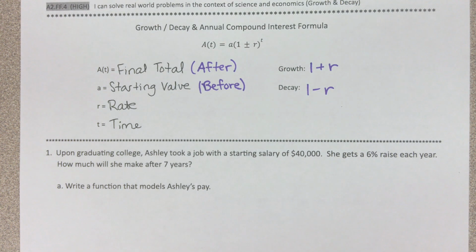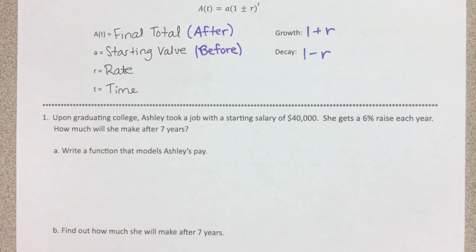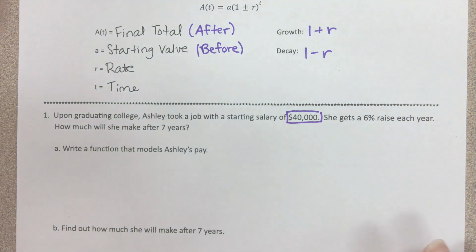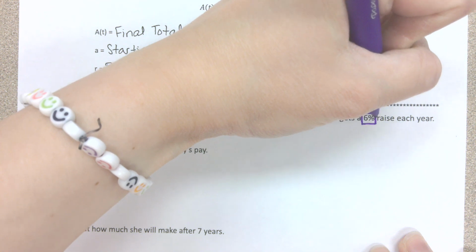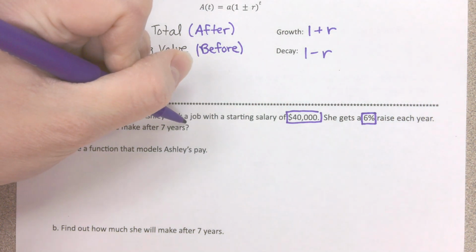Let's try an actual problem. Number 1. Upon graduating college, Ashley took a job with a starting salary of $40,000. She gets a 6% raise each year. How much will she make after 7 years?